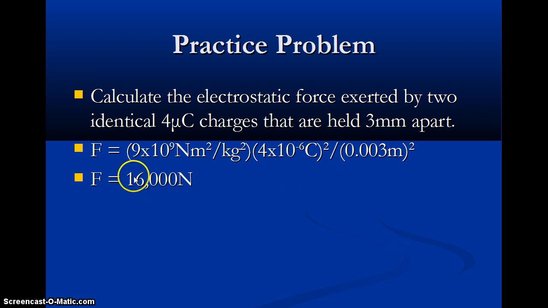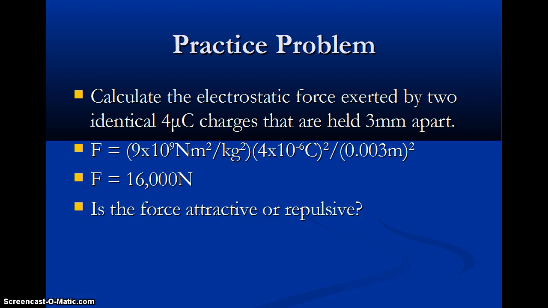The number in the front works out for me because the 3 squared gives me 9, and that cancels out the 9 here. So we just have 4 squared, which is 16. So I assume I'm within a few factors of 10 of the correct answer. And you have to figure out, is the force attractive or repulsive? You could always say, well, that's a kind of a repulsive answer, but that doesn't quite get us where we want to go.